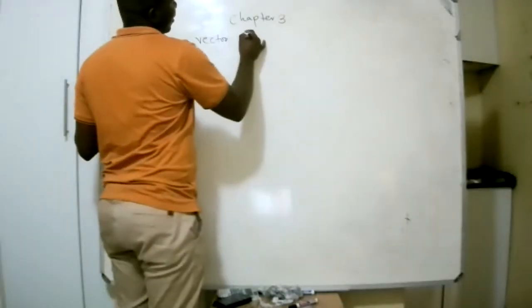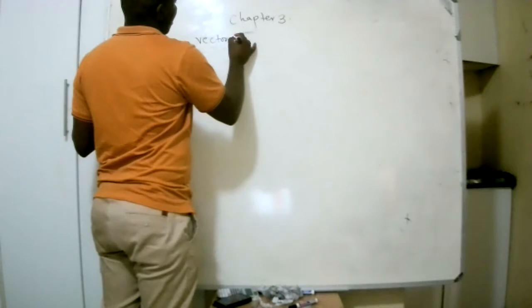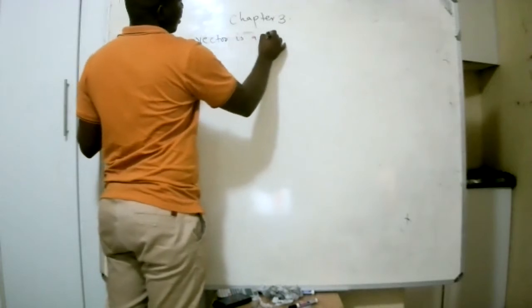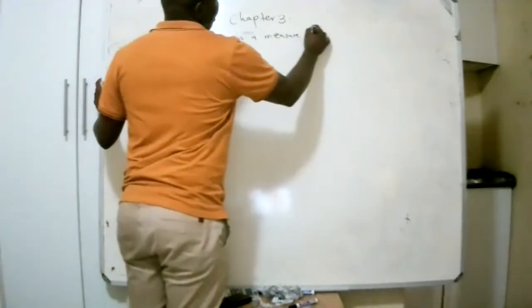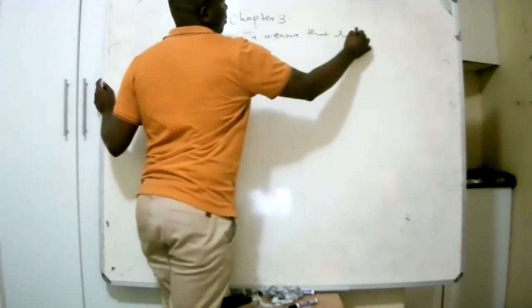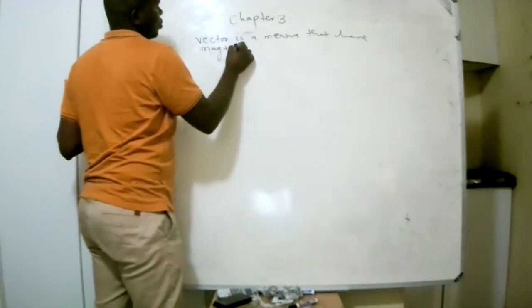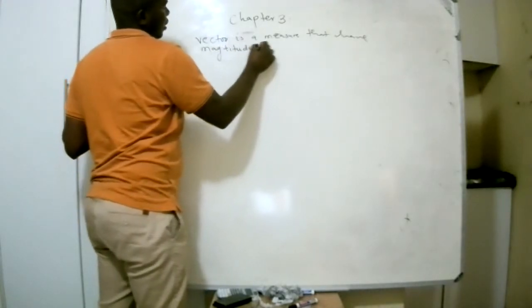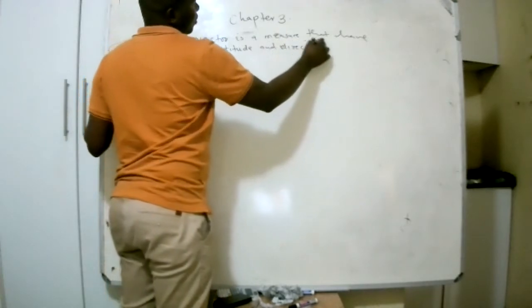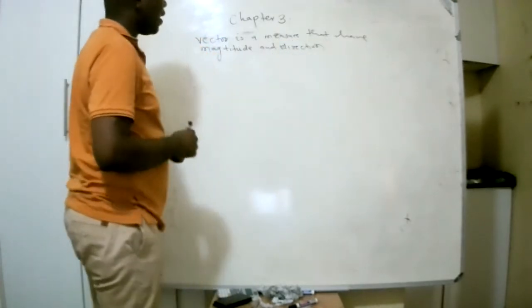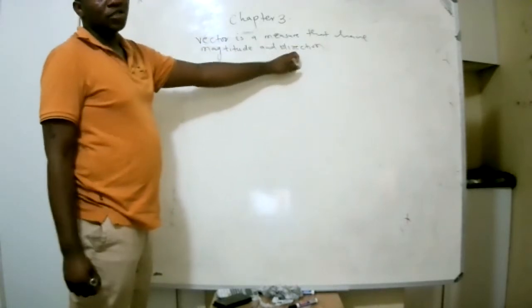Yeah, a vector is a measure that has magnitude and direction. And a scalar is a measure that only has a magnitude. It does not have direction.